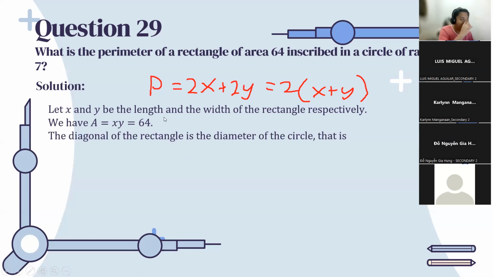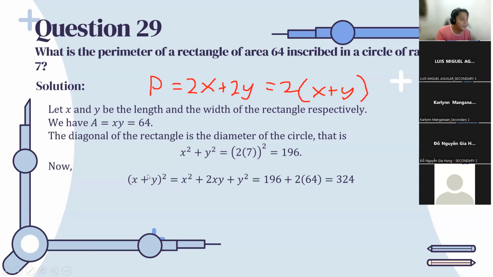And then the diagonal of the rectangle is the diameter of the circle. Okay, so the diagonal of the rectangle is the diameter because, of course, it is inscribed in a circle. So that will be x squared plus y squared is equal to (2 times 7) squared. 2 times 7 because the diameter is twice the radius. So you have 14 squared, which is 196.